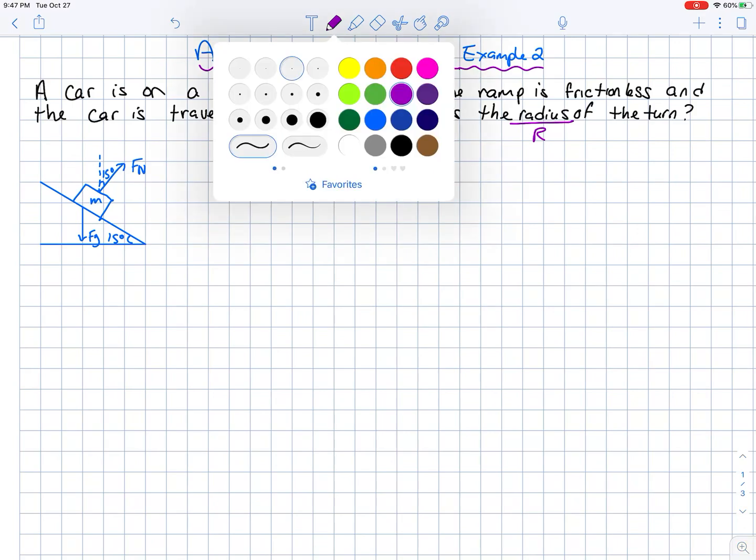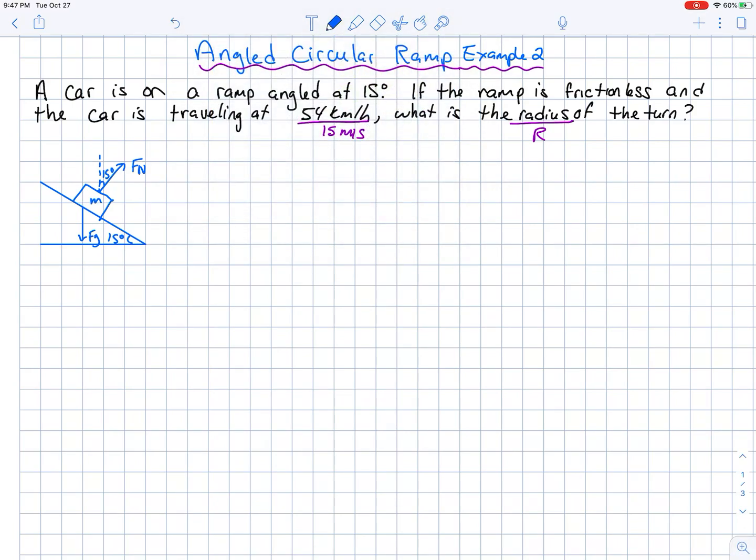We have been given velocity, and what are we asked to find? We're asked to find the radius of the turn. So we go through the motions. Yes, you do have to show the proof every single time. So we have gravity, which is only in the vertical direction. We have the normal force that has both a vertical component and a horizontal component.